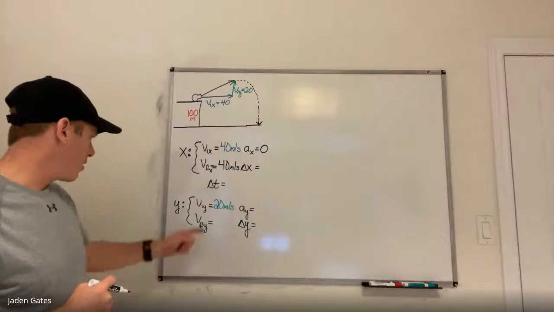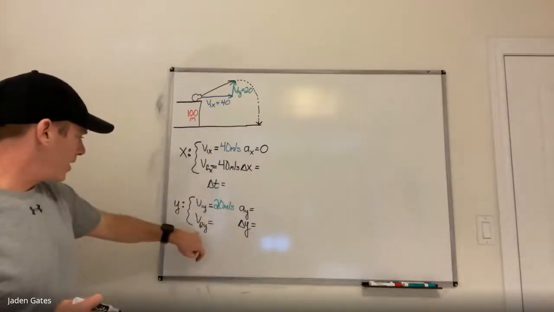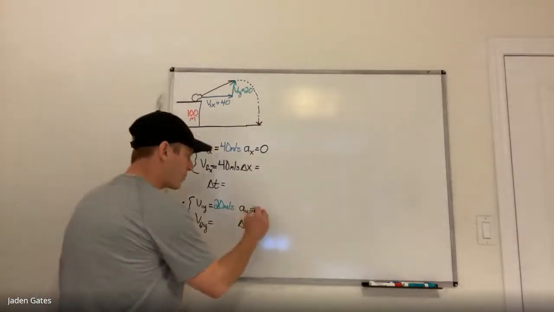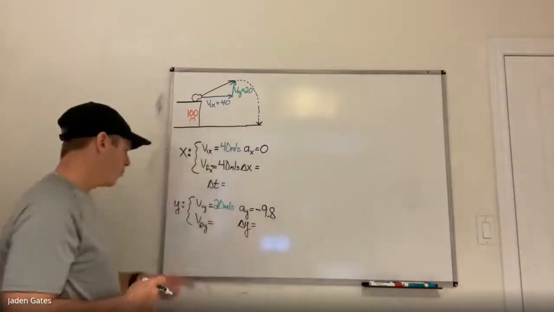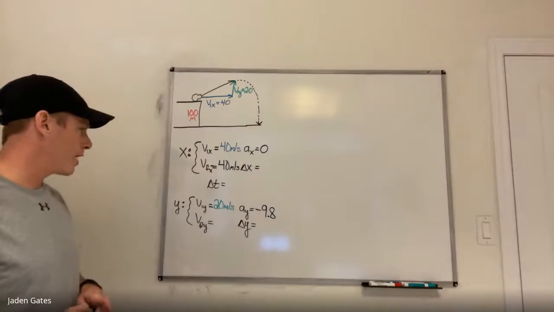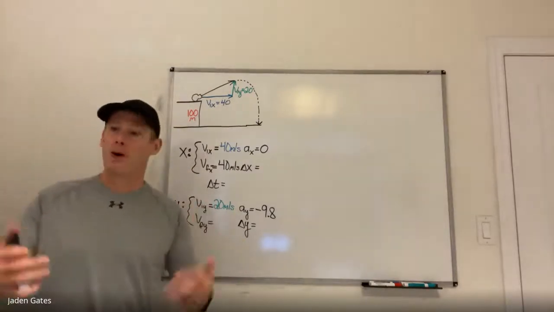What else we got here? Delta t, I don't know how long anything's going on here. ay, the acceleration: we have some gravity going on, so it's negative 9.8, which means our final velocity in the vertical direction will change. That's just what I know so far from the question.